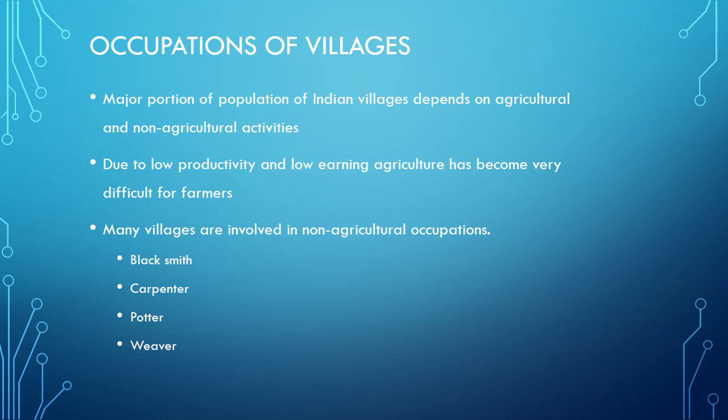Occupation of villagers. First of all, we will discuss about the occupation of people who are in villages. A major portion of the village population was dependent on agriculture or non-agricultural activities. People who were doing crop cultivation on the farm are called farmers. It has become very difficult for many farmers to make a living from agriculture due to division of lands among family members. So each member will get a limited area to cultivate crops, and low productivity and low earning. The opportunities for earning from non-agricultural activities have also decreased.